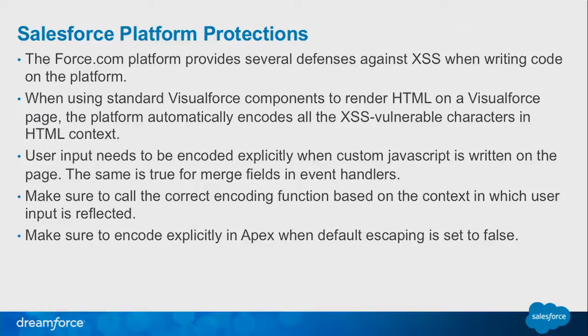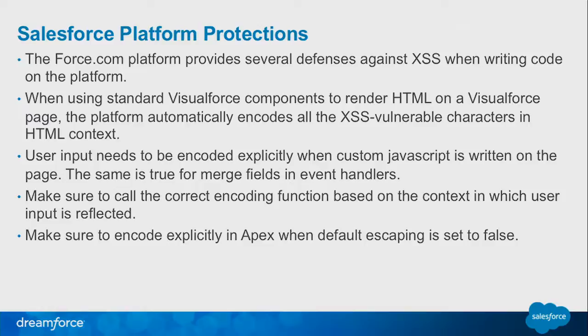Now, when I'm writing a Visualforce tag, I know that the platform's already giving me platform protections. When I'm writing custom JavaScript, I know that I'm going to be in a JavaScript context, so I'm making sure that I'm using JS encode in that case. Or if there's a case where I'm not using standard Visualforce tags but I'm writing HTML, or if I'm using a standard Visualforce tag with escape equals false, I'm making sure that I'm HTML encoding the user input part of the whole thing, right?